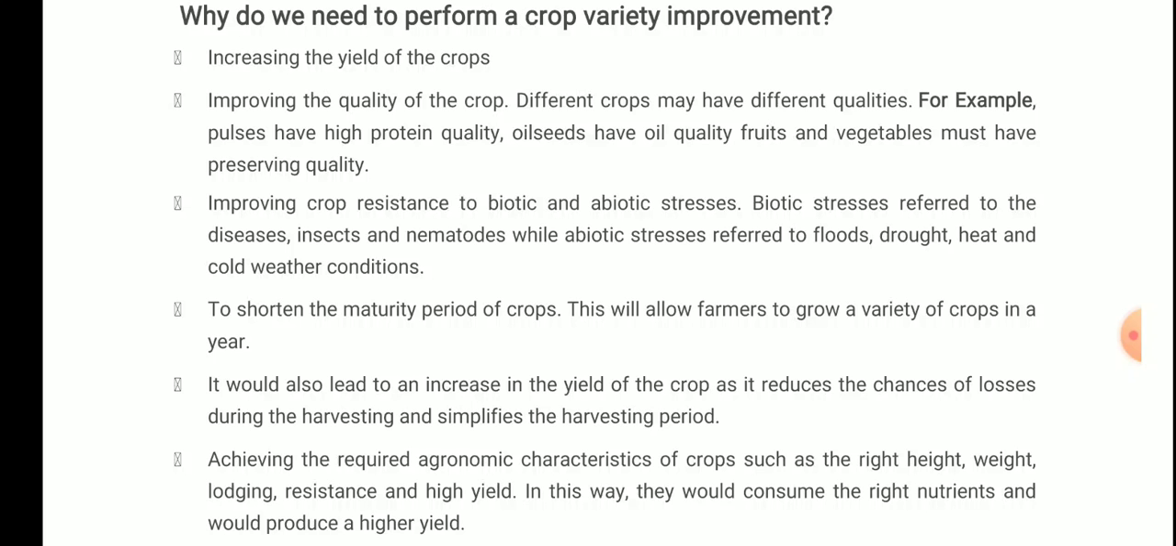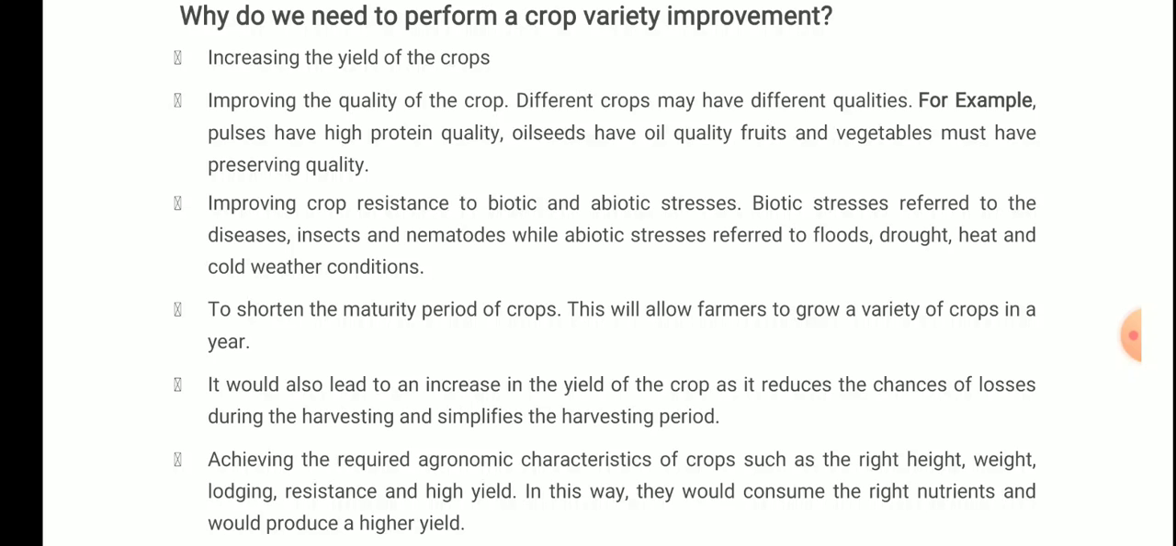Next, improving crop resistance to biotic and abiotic stresses. Biotic stresses refer to diseases, insects and nematodes, while abiotic stresses refer to floods, drought, heat and cold weather conditions.